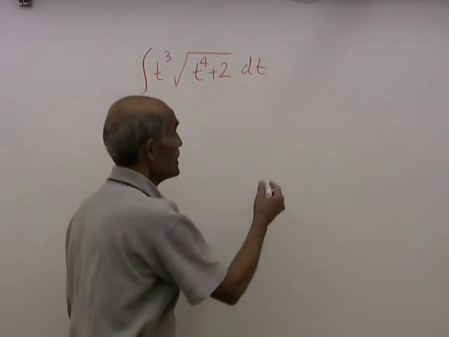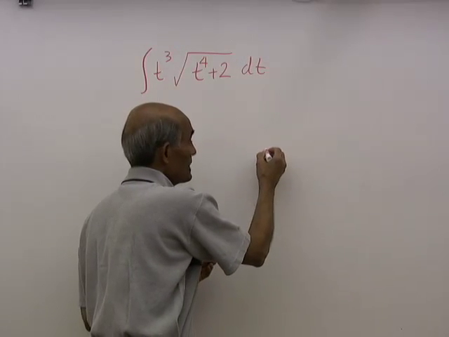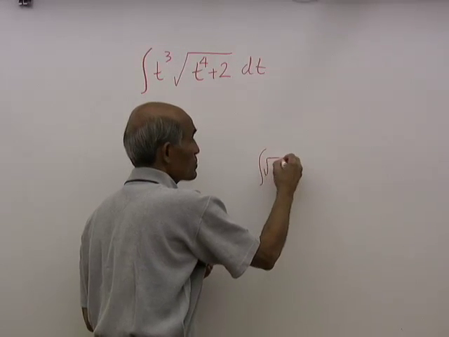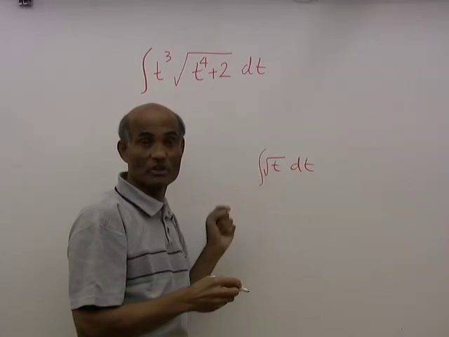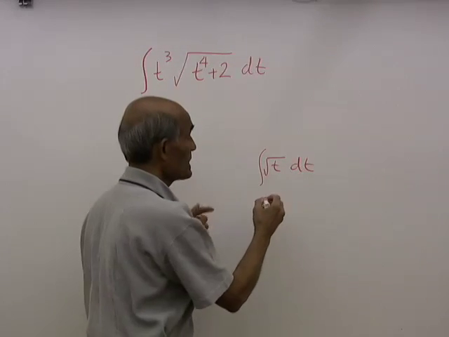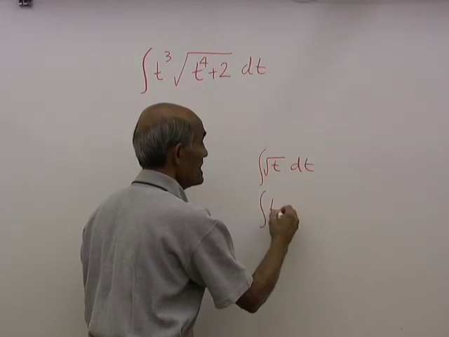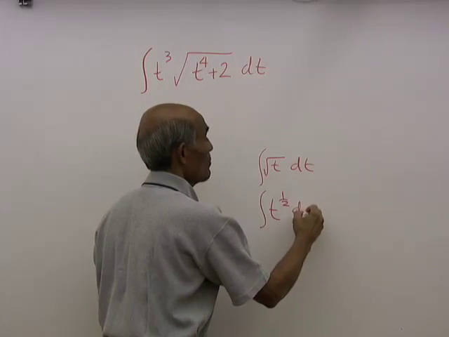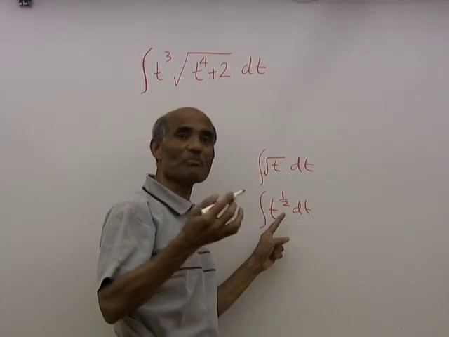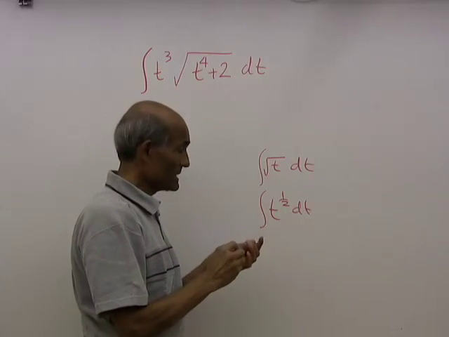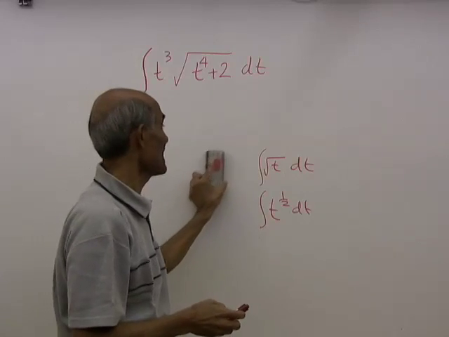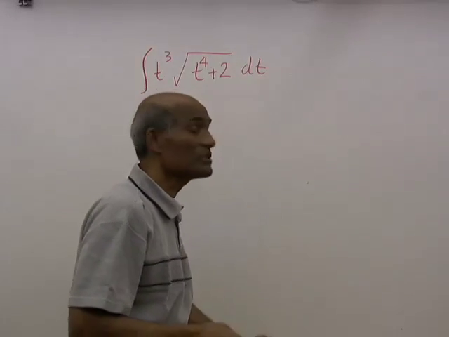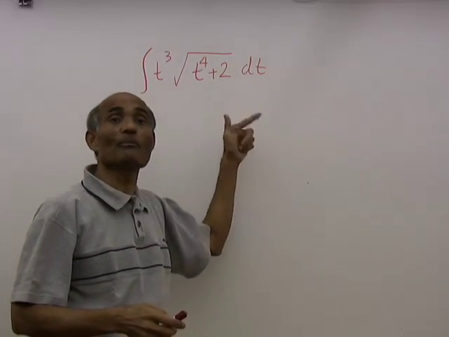Now remember, if you have something like this, integral square root t dt, we can do this. How? By writing square root t as t to the power of 1/2. You can then use the power rule. But we don't know how to integrate a complex quantity like this. So our aim is to reduce it to the form that we know.